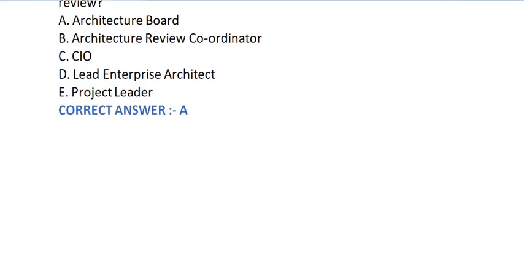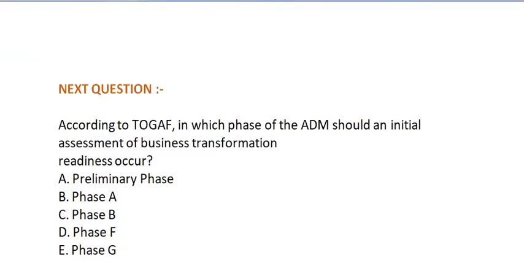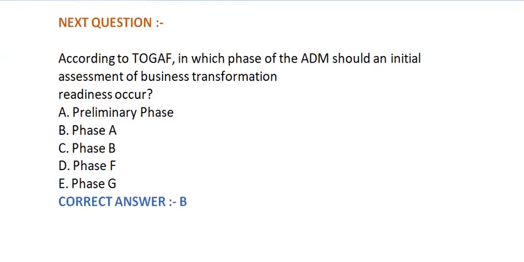Now moving to the next question. According to TOGAF, in which phase of the ADM should an initial assessment of business transformation readiness occur? Option A, preliminary phase. Option B, phase A. Option C, phase B. Option D, phase F. And option E, phase G. And the correct answer is option B.